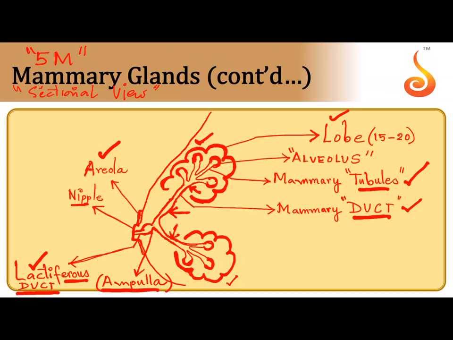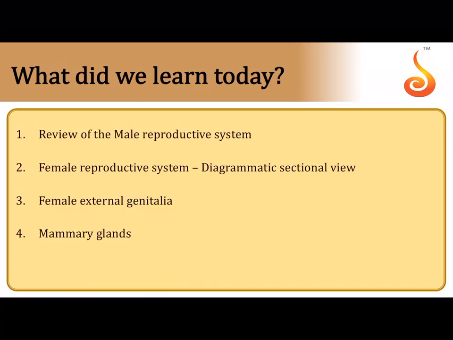Okay, so I want all of you to practice this diagram as well, since sometimes they may ask it in your board exam as well. It's a 5-marker question, the sectional view of the mammary glands. So what did we learn today? Now that would be the end of the female reproductive system, the anatomical, the structural part of it.